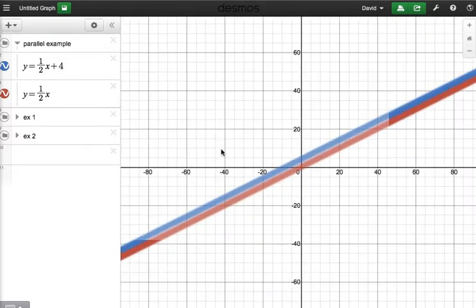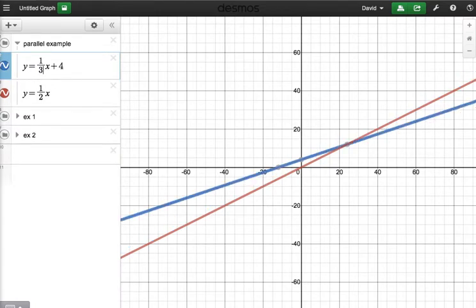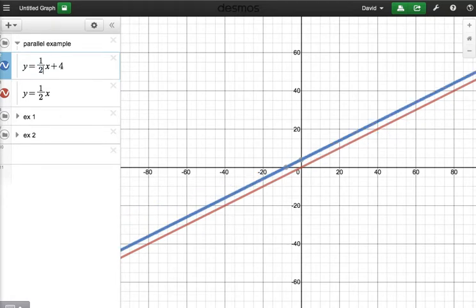That should make sense to us when we look at this graph. And just look what happens if I change this even just a little. If I change the blue one to 1/3, look, they cross. So if we go back to 1/2, they're parallel. Lines with the same slope are parallel. Why does that help us?